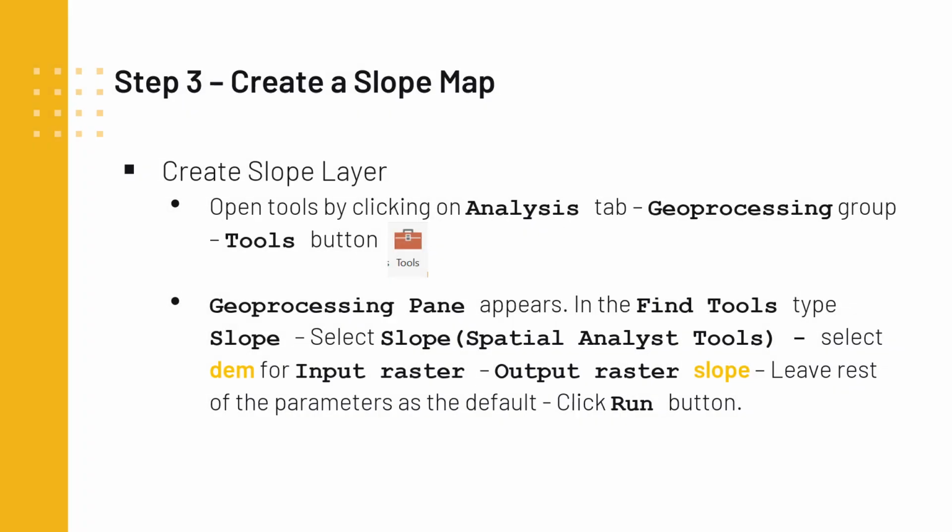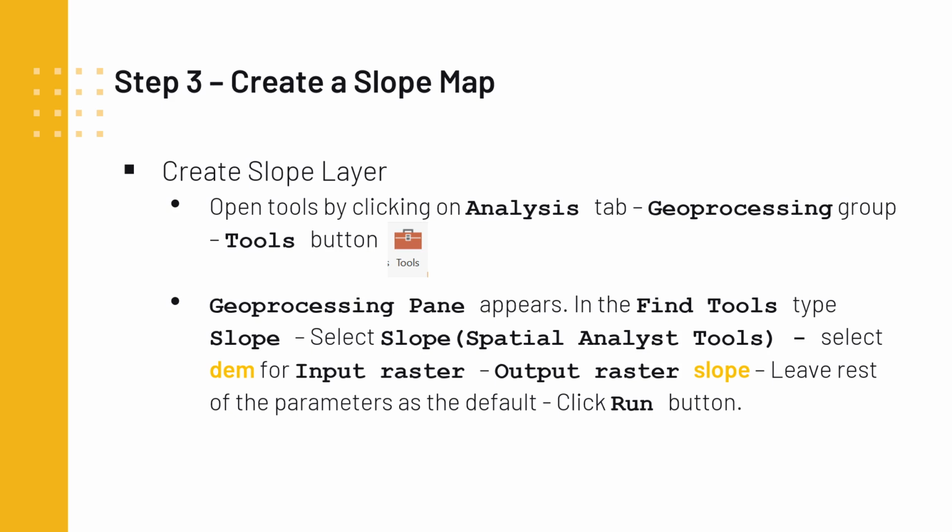Looking at our criteria, we know we need to have slope that's less than or equal to 5 degrees. Looking at our data, we don't have any slope data. Turns out we can make slope data from the DEM or digital elevation model. So that's what we're going to do.